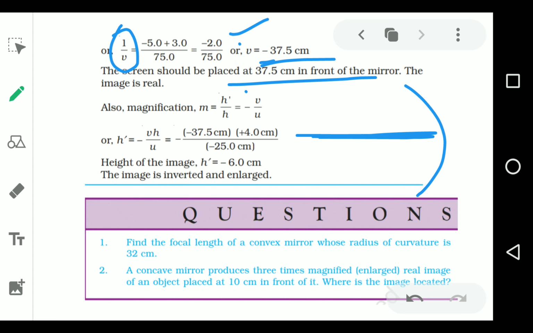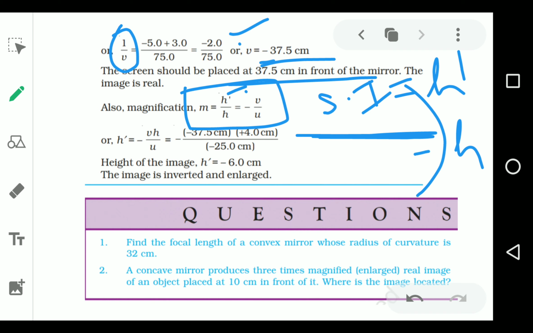Next, coming to find the size of the image, or the height of the image. For that the formula we knew is m equals minus v by u, or m is also equal to h dash by h. h dash means the size of the image, and h is the size of the object. So m equals h dash divided by h equals, in the numerator the image distance, and in the denominator the object distance, that is u.